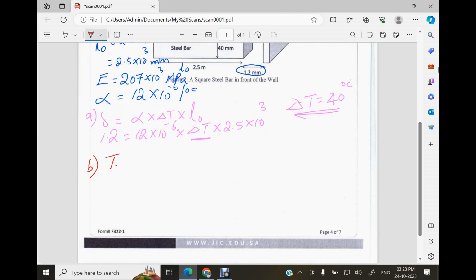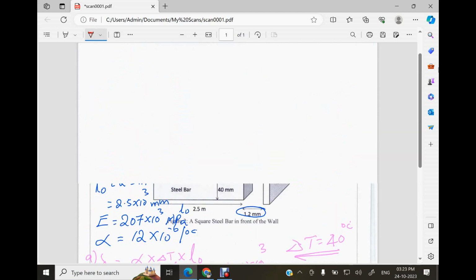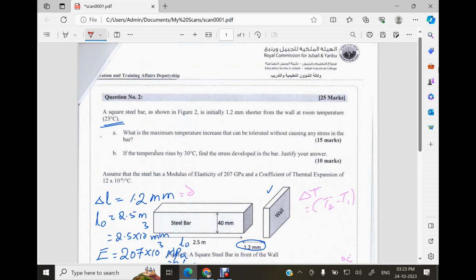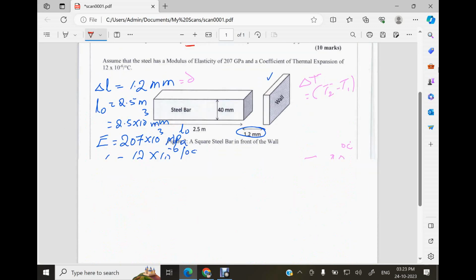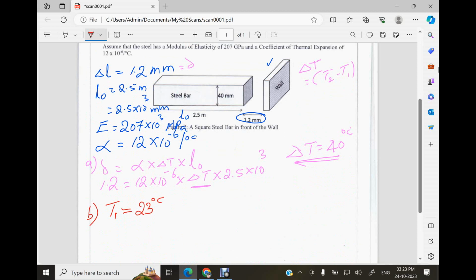I know the initial temperature, you can call it T1 or T0, whatever you want. That is room temperature, which was 23 degrees Celsius. Now, what is he telling? Let's go back to the problem. If the temperature rises by 30 degrees Celsius, is it not? Initially it was 23 degrees Celsius, correct? So now, what would be our final temperature?